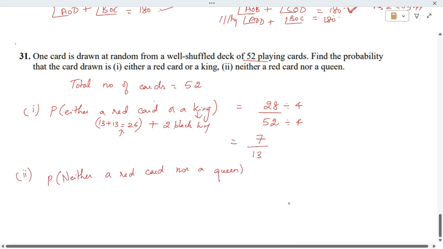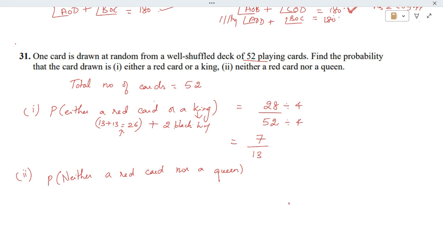So now they are asking what is the probability that the card drawn is neither a red card nor a queen. Neither a red card means I should go with the black cards. So there are how many black cards possible? 13 plus 13, which is 26, isn't it? Nor a queen. So I already excluded all the red cards. So two queens are already excluded, and the remaining two black queens should be excluded, isn't it? Because I don't need a queen as well. So the count will be 24.